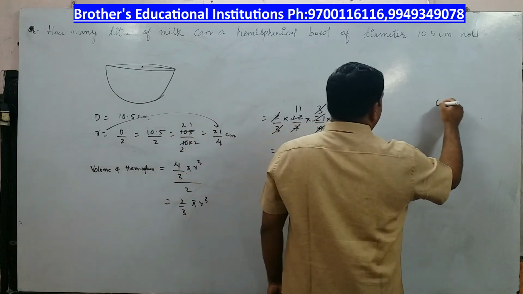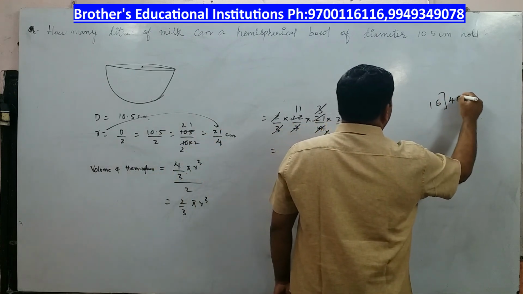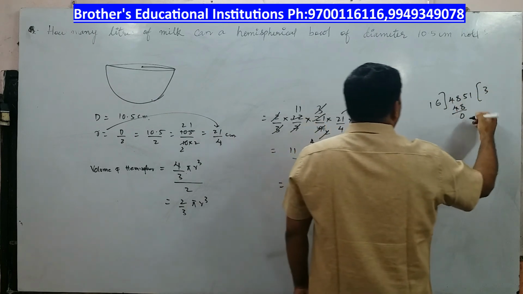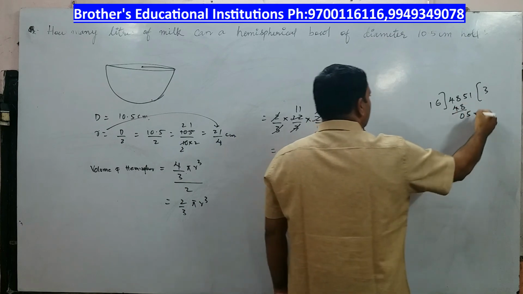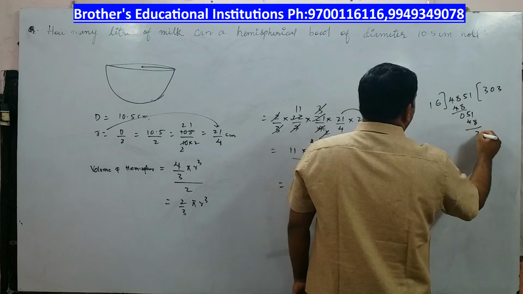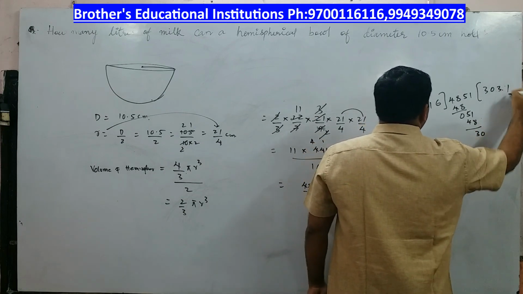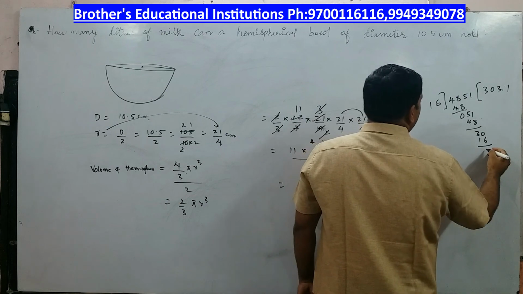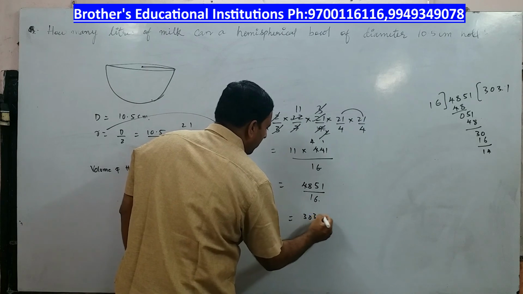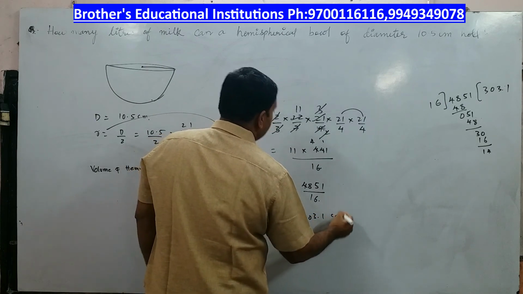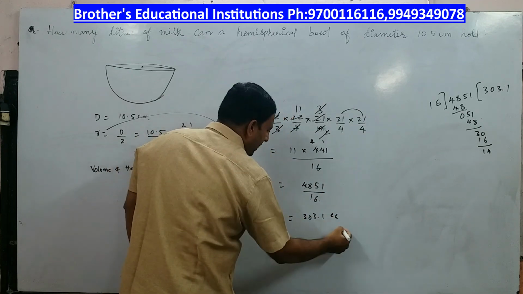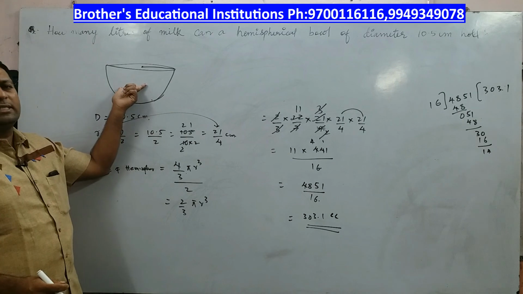So let us divide. For 16, you are dividing 4, 8, 5, 1. Now it is 16 threes are 48, 0. Now you have to bring this 5 down, it won't go, so put a 0 here. 16 threes are 48, followed by 3, 0. 16 ones are 16. Alright, so it is how much? 14. It will go on and on. So approximately 303.1 cc. You are dealing with centimeters, right? So approximately 303.1 cubic centimeters of milk can be stored in this hemispherical bowl.